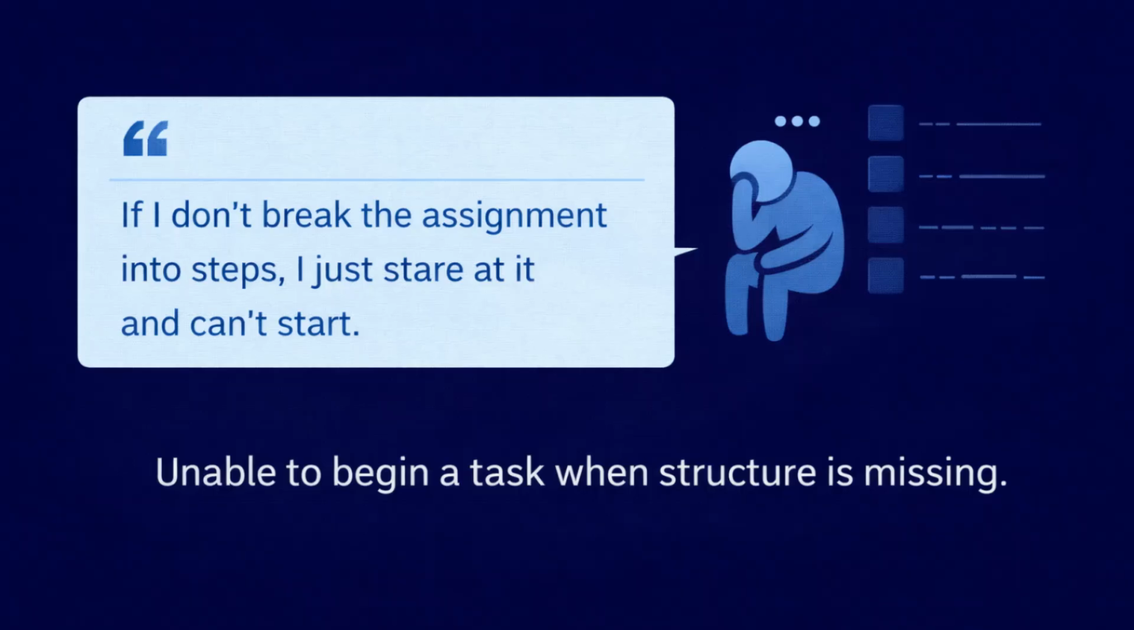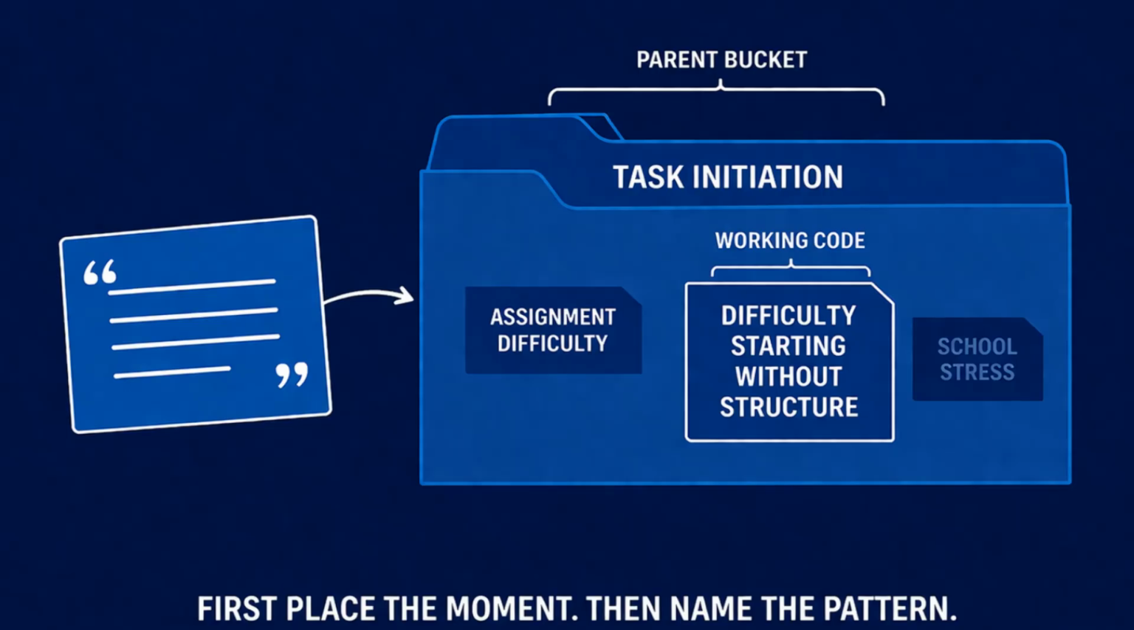The first move is to state plainly what is happening. In plain language, the participant is describing being unable to begin a task when structure is missing. Once that is clear, the next question is where this moment belongs in the codebook. A parent bucket such as task initiation makes sense because the segment is about beginning rather than finishing, understanding, or reflecting. Then you ask which working code best captures what is happening inside that bucket. A code such as difficulty starting without structure would preserve the meaning of the segment much more precisely than a broad topic label like assignment difficulty or school stress.